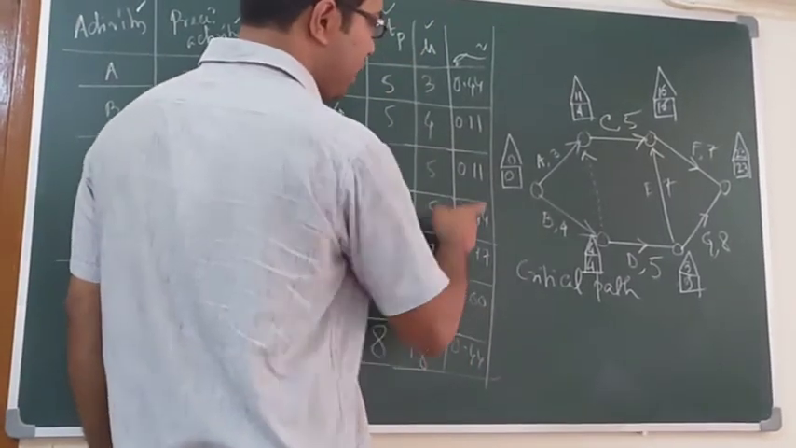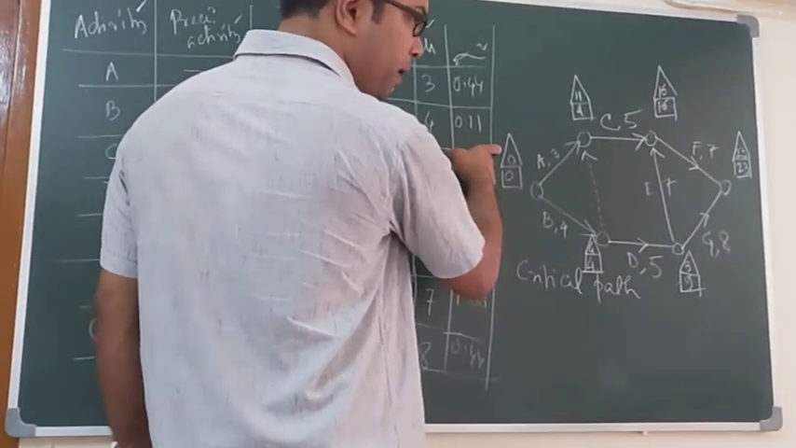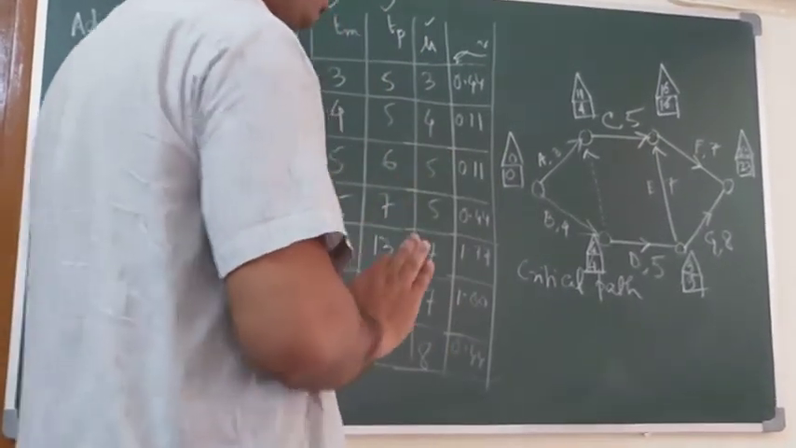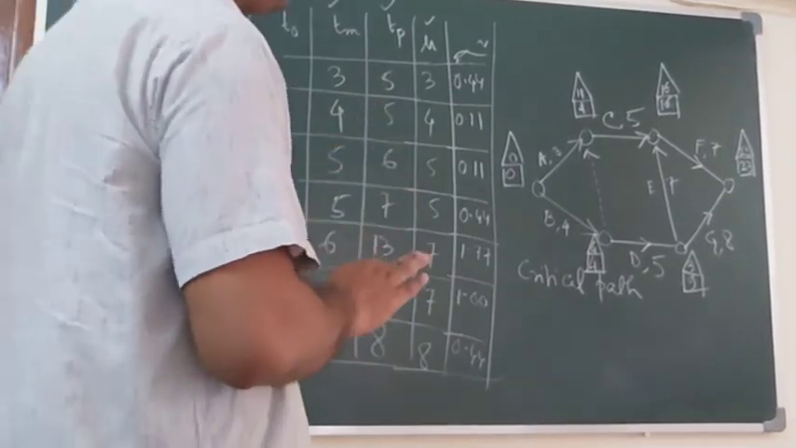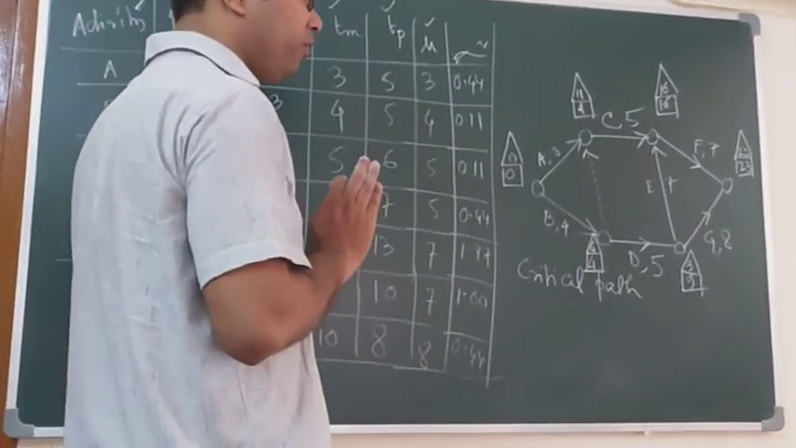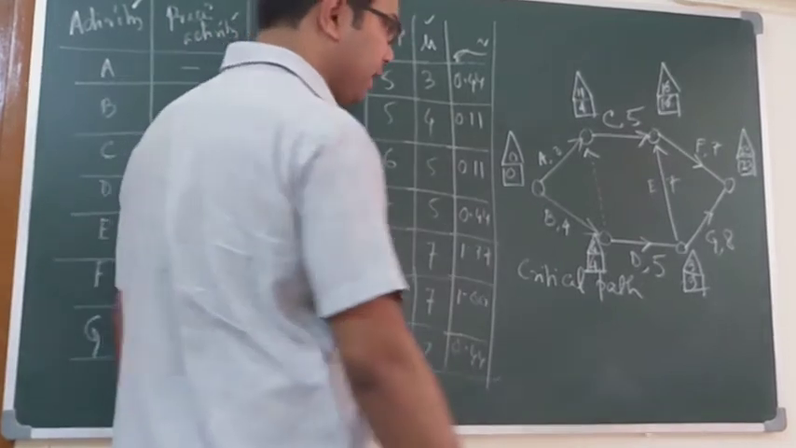So at the first point, the backward pass value 0, that is the latest occurrence of the first node, is equal to the earliest occurrence of the first node. So the computation is correct.